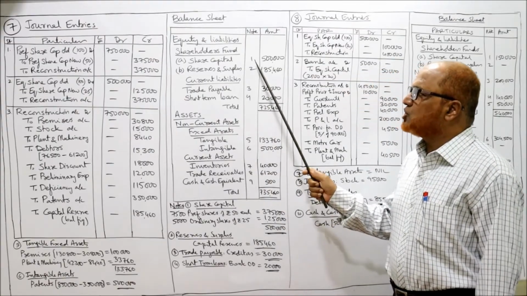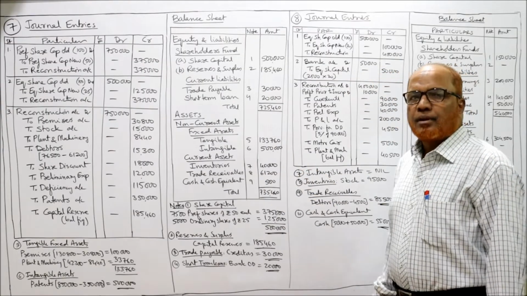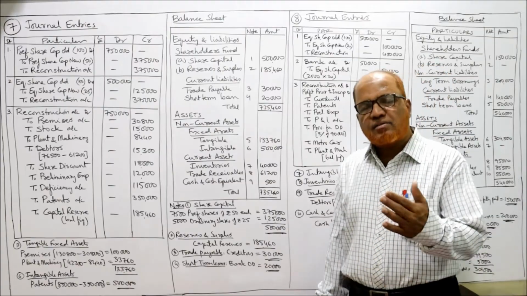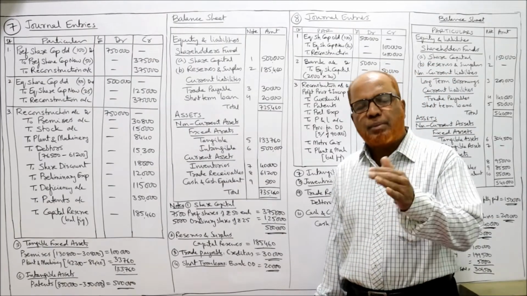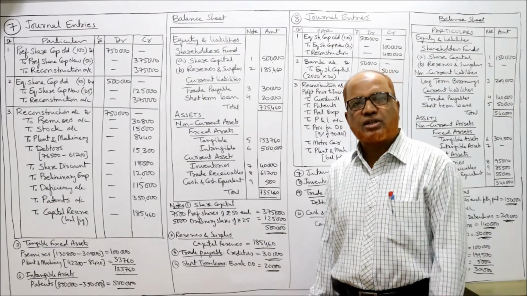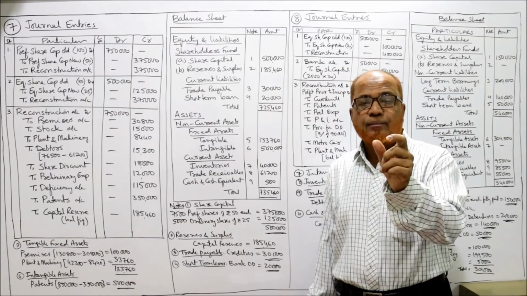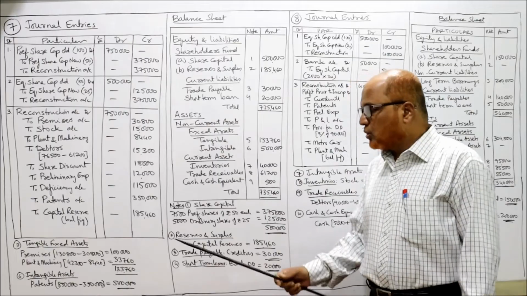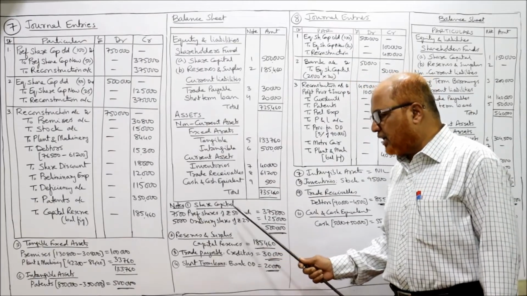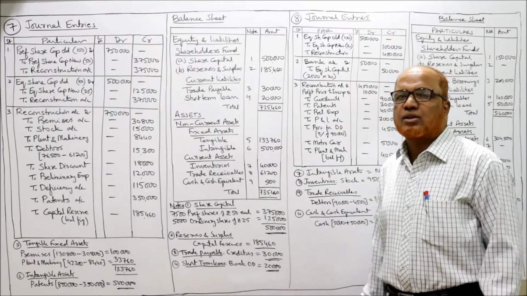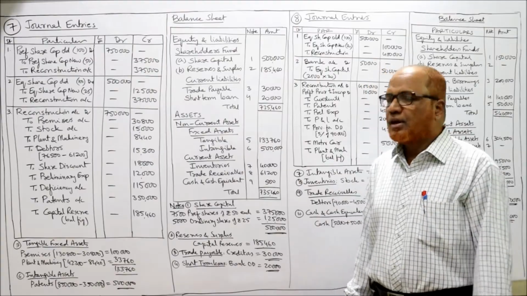First, note number 1, share capital. 7,500. Earlier also there were 7,500 preference shares, and now also there are 7,500 preference shares. Only the face value has reduced. Earlier the share was at 100 rupees, now the face value is 50 rupees. So 7,500 into 50, 3,75,000 is the preference share capital.